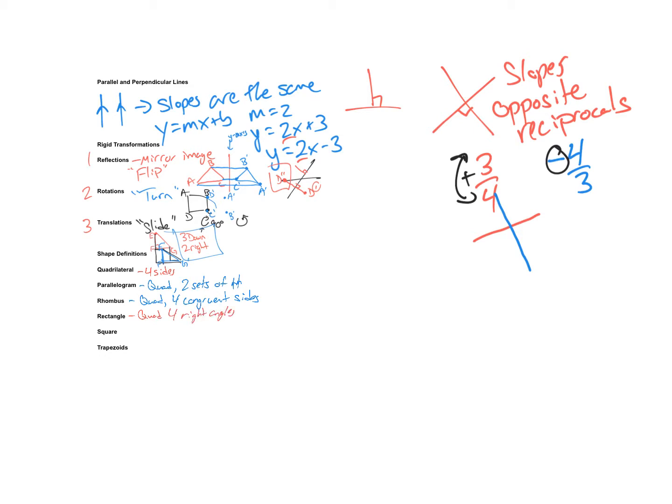A rectangle is a quadrilateral with 4 right angles. A square is the marriage between a rhombus and a rectangle. So a square is a quadrilateral with 4 right angles and 4 congruent sides. And finally, a trapezoid. A trapezoid is a quadrilateral with 1 set of parallel lines. And so those are your shape definitions that you'll be using in this chapter as well.